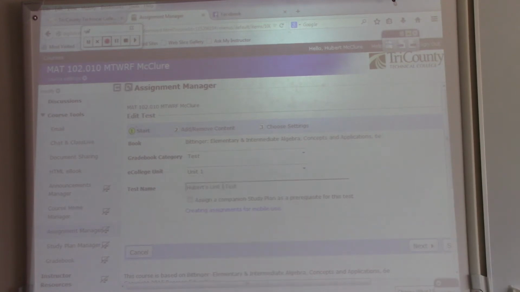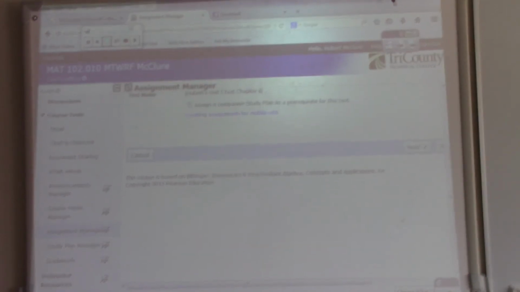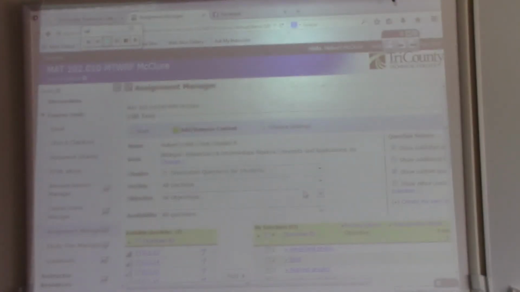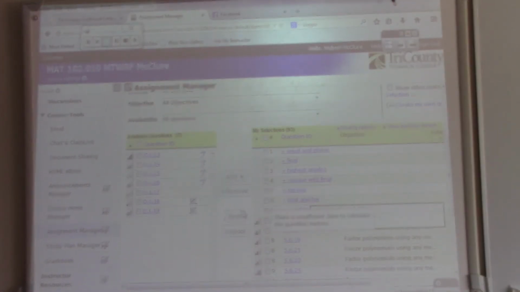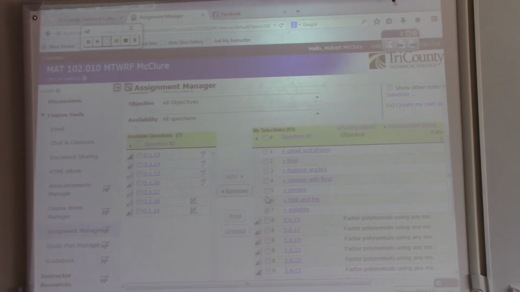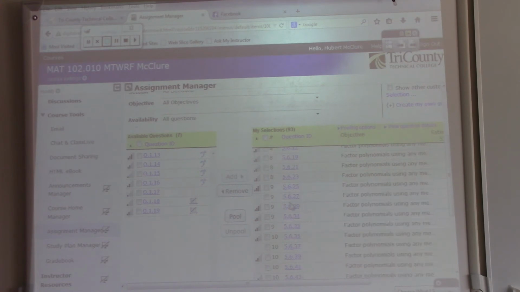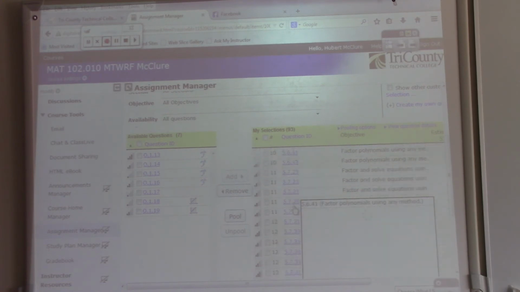I'm going to call this Unit 1, Test, Chapter 6. I'll call the other one Chapter 5. And we need to take these off, and I need to put the new ones on. And we need to take all the 5, 6 off. 5, 7.